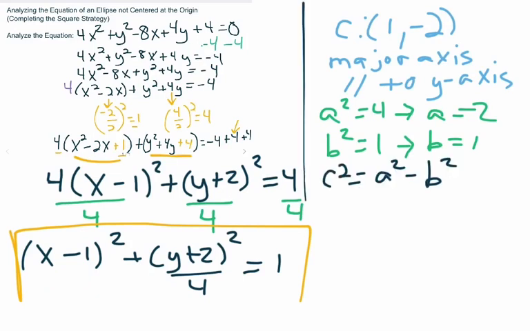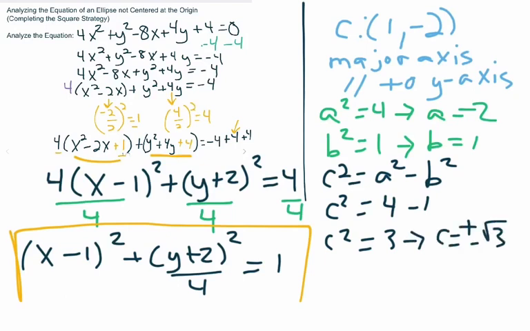Using our formula c squared equals a squared minus b squared, we see that c squared equals 4 minus 1, or c squared equals 3. This means that c equals plus or minus the square root of 3.